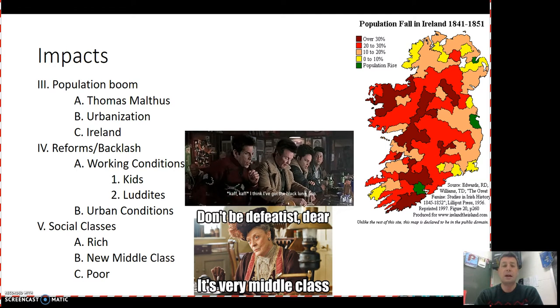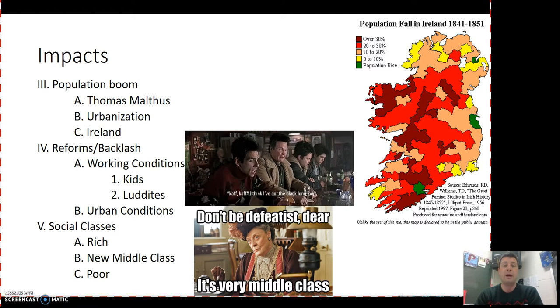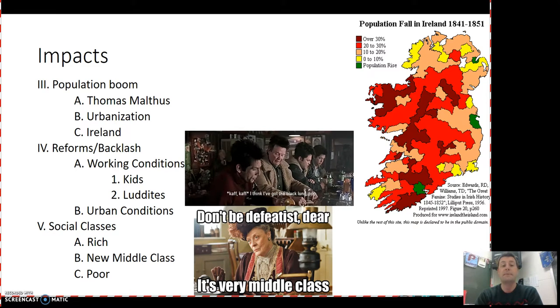this leads to approximately 1 million people dying over the course of this time period, and another 1.5 million to 2 million people who emigrate from Ireland to other places, including especially the United States of America. That's where we see a huge influx of Irish immigrants.